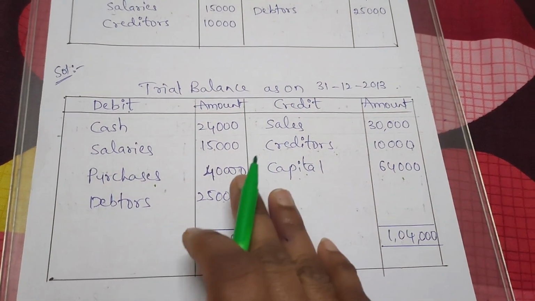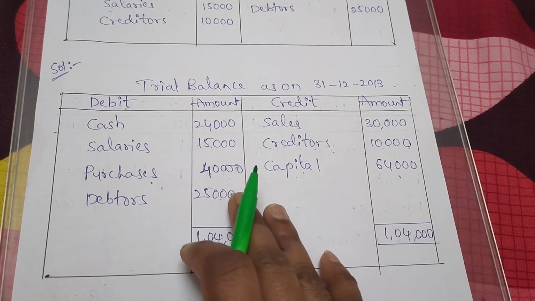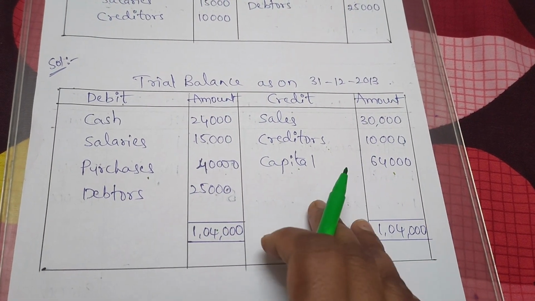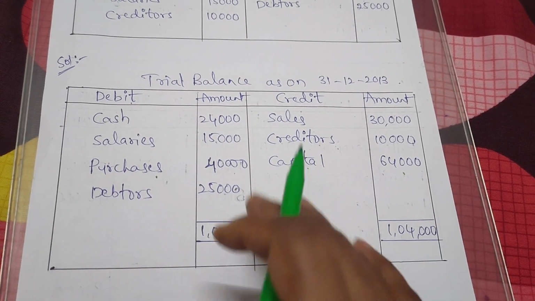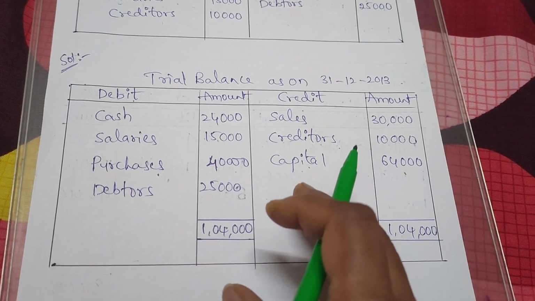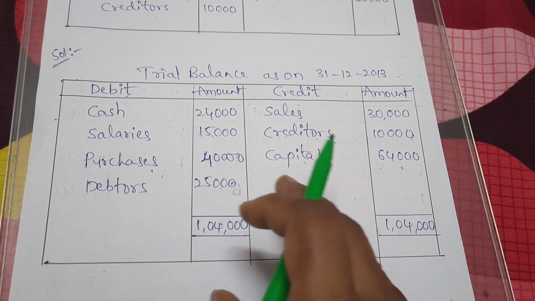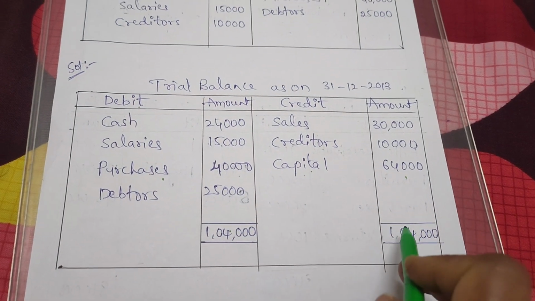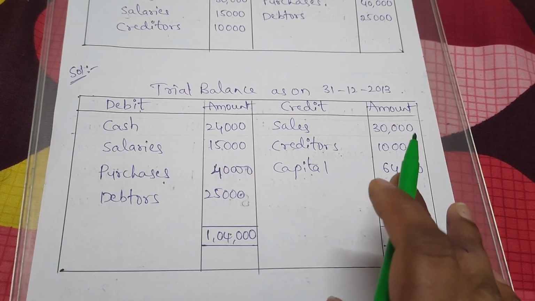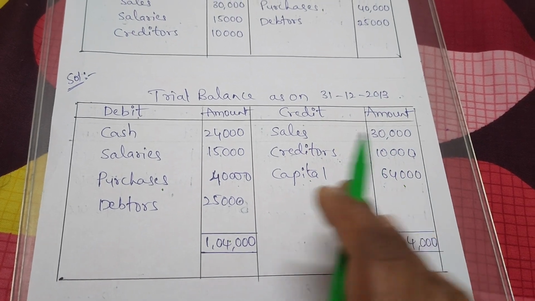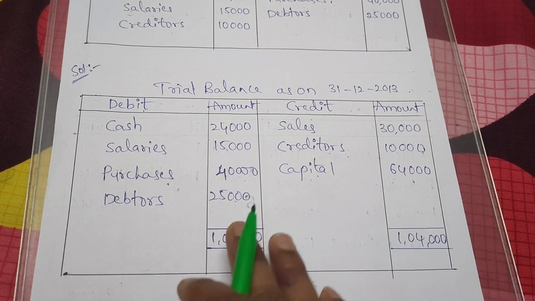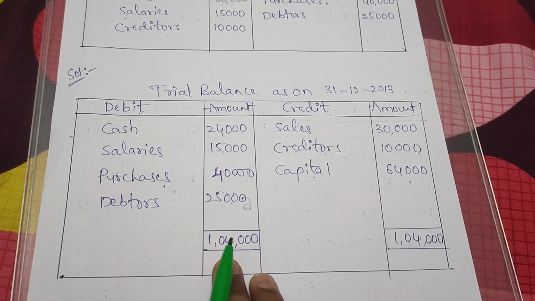So that is the use of preparation of this trial balance. I said in the beginning that if you prepare a trial balance, the business will come to know about the errors, mistakes, and frauds in the accounting books. How? If the totals are not the same here, then definitely there are some mistakes in the accounts. Then they will go back and rectify that. So that is the use of preparation of this trial balance.